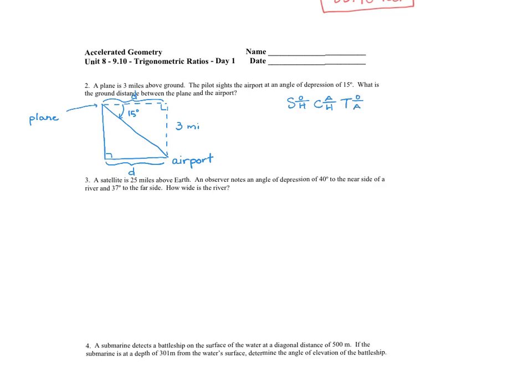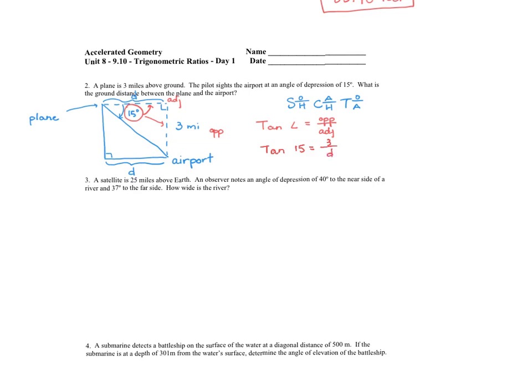In this particular problem, if I'm working with the angle of depression, I have opposite, and I'm looking for the adjacent. So again, opposite and adjacent deal with tangent. So tangent of my angle is equal to opposite over adjacent. So tangent of 15 is equal to 3 over d.